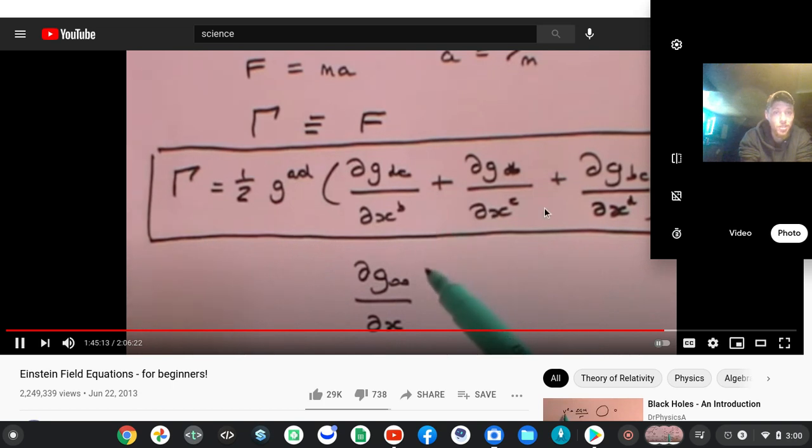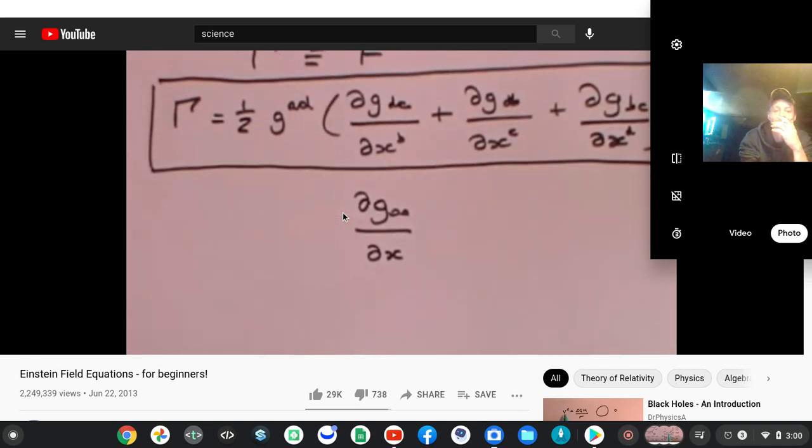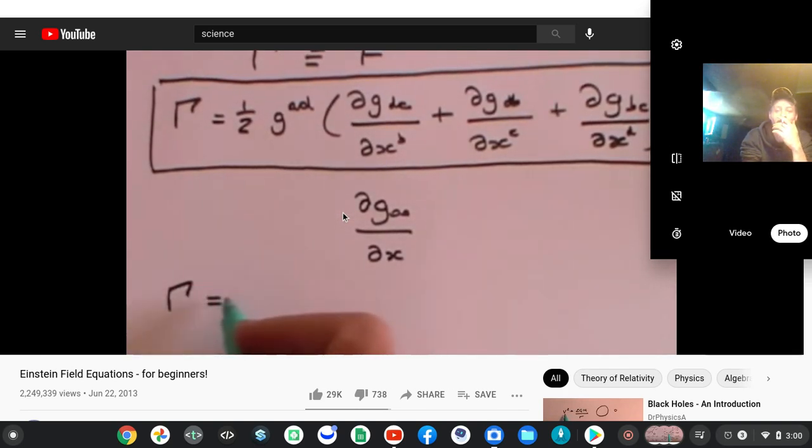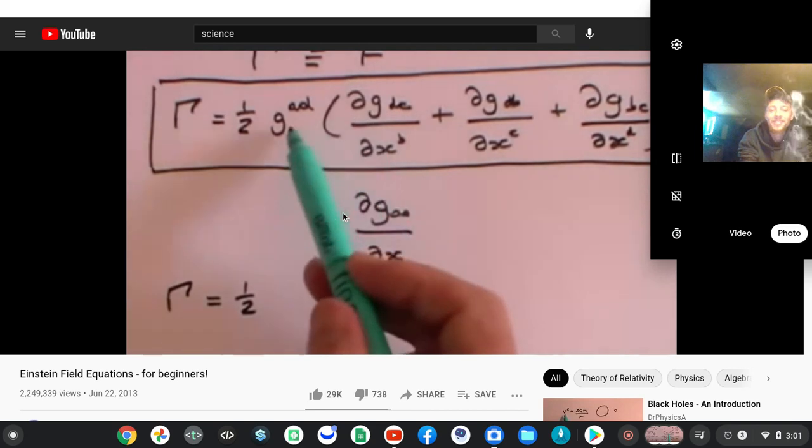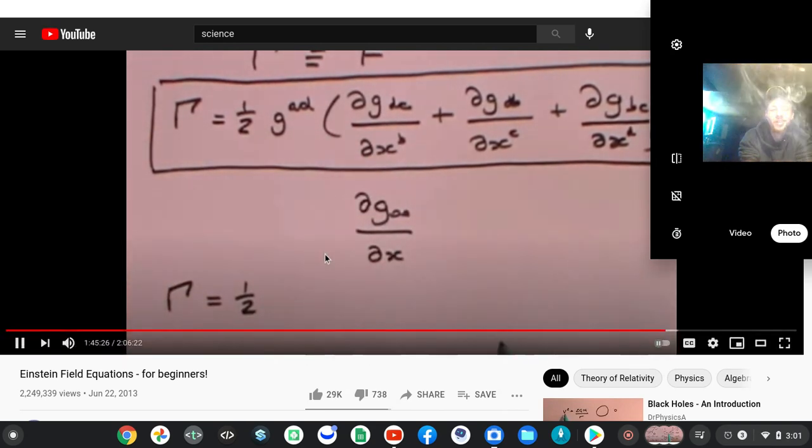The only one that has any significance is the time term. And this term G becomes 1. And so that gamma term reduces to a half. That G becomes really 1, so we don't care, multiplied by all of this, which is simply dg 00 by dx.